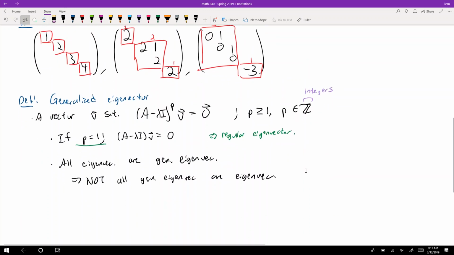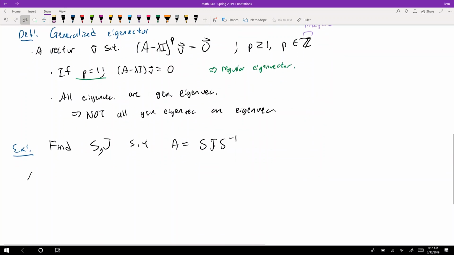Okay, so that's a generalized eigenvector, and let's move on to an example of finding S and J. We want to find S and J such that A is equal to SJS inverse. So how do we actually write this in Jordan canonical form? Let A equal this matrix: 4, 1, -1; -1, 2, 1; 1, 1, 3.